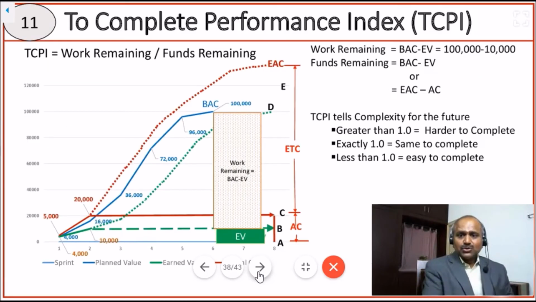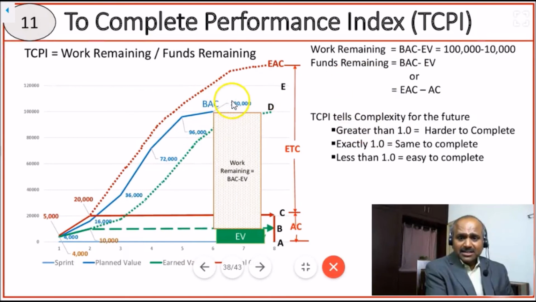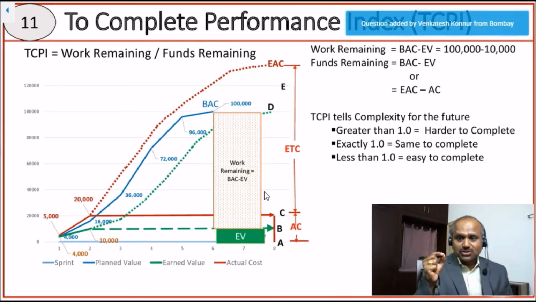Let us discuss in detail. So to complete performance index is equal to work remaining by funds remaining. So the formula is work remaining. That means so far we completed earned value worth of work out of our budgeted completion. So work remaining is $100,000 worth of work is what we planned, out of which earned value, that is $10,000 worth of work, is what we completed. So work remaining is budgeted completion, which is $100,000, minus earned value, which is $10,000, which is actually $90,000. That's the work remaining. So $90,000 worth of work is remaining. What is the funds remaining? 2 scenarios. Scenario 1, in case management approves the estimated cost, I go with estimated cost minus actual cost.